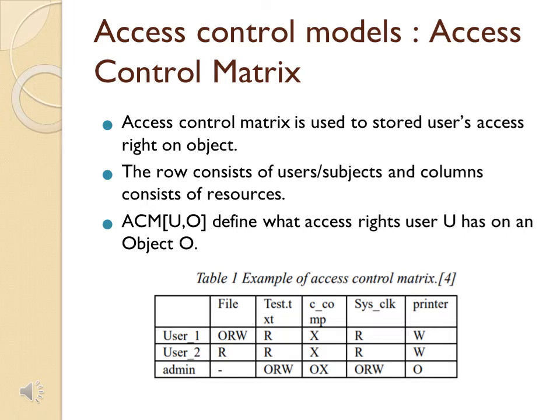The table shown consists of user 1, user 2 and an admin. They have different access on a file. User 1 has read, write, owner access, while user 2 has only read access, while admin has no access on the file.